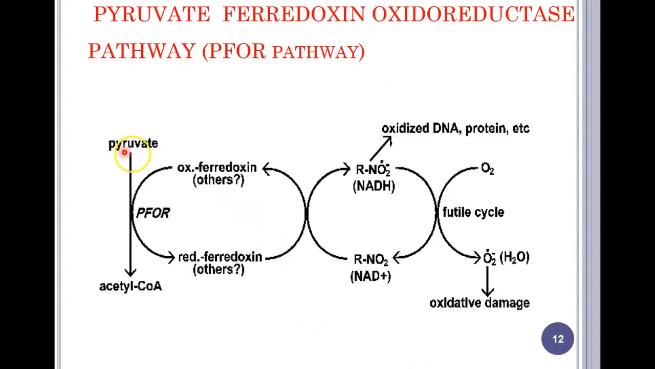So, this is the pyruvate ferredoxin oxidoreductase enzyme pathway. Pyruvate gets oxidized to acetyl coenzyme A with the help of pyruvate ferredoxin oxidoreductase enzyme. During this step, oxidized ferredoxin gets converted into reduced ferredoxin, and here you can see the nitro group of metronidazole. This nitro group gets converted into a highly reactive nitro radical. Here it acts as an electron sink. It will accept electrons and it exerts cytotoxicity.